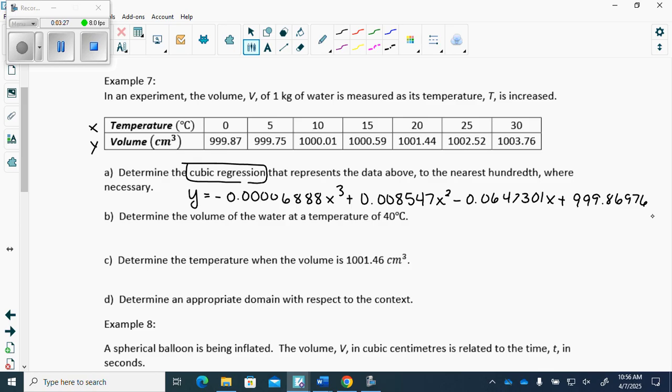Okay, so they want the volume. Determine the volume of the water when the temperature is 40 degrees. Did they give me X or Y? Temperature 40 degrees. They gave me X because temperature is X, right? So X equals 40. So how do we do that? We go second trace value, 40, enter, and I get y equals 1006.55 centimeters cubed.